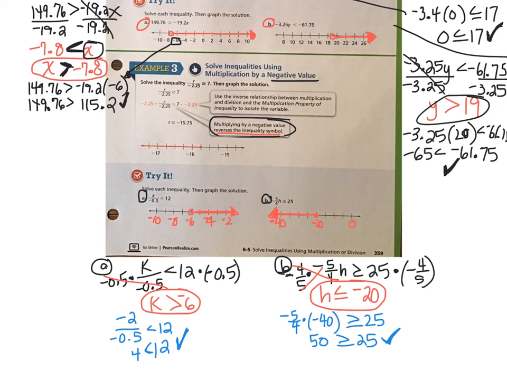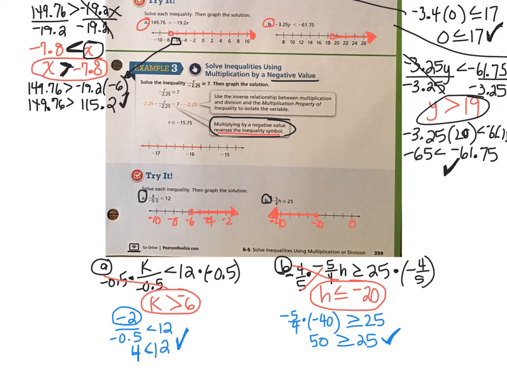Okay, go ahead and take a look at the solutions for both A and B on the try its. Notice that on A, you do need to switch that inequality because you are multiplying by a negative 5/10. And when I checked my answer, what I did is I selected a number greater than negative 6, so I picked negative 2. And when I solved that, I got 4 is less than 12, which is true, so that solution set works.